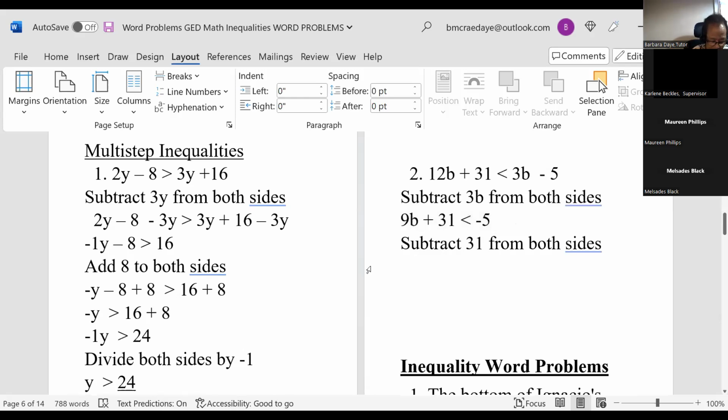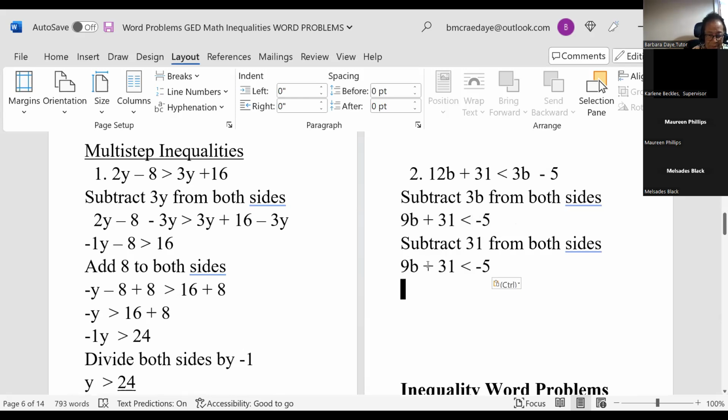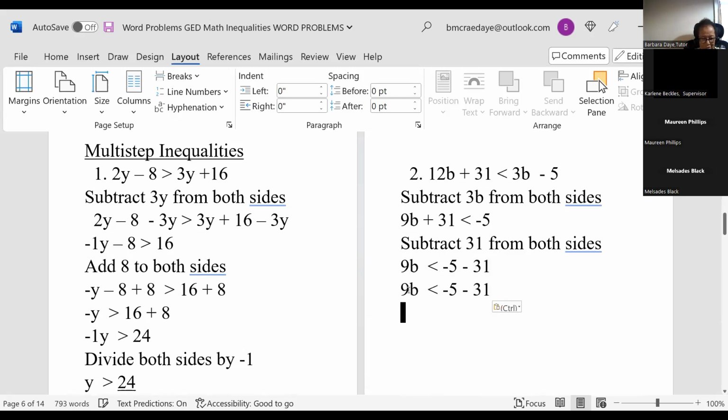Oh, almost there. You've got to concentrate again. So you got 9b. What's a -5 and a -31? You want to subtract 31 from both sides. So -5 and a -31, okay, so that is 9b, right? Add those two negatives. What do you get, Maureen? You're almost there. Add those two negatives. What do you get? 36. -36. Very good.